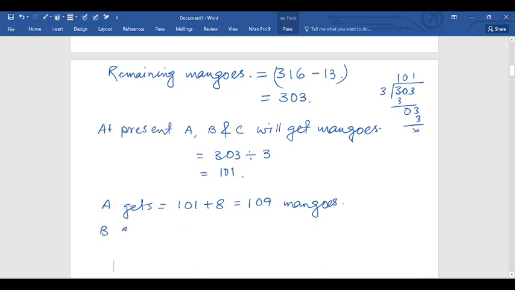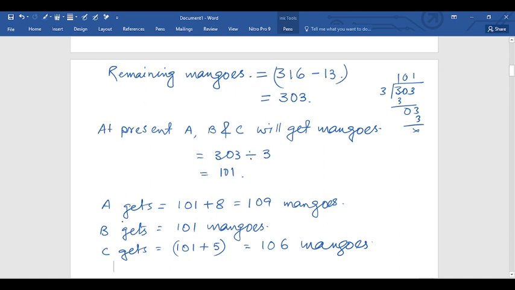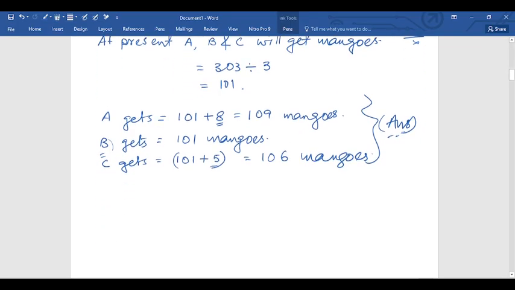and B gets 101 mangoes, C gets 101 plus 5 is equal to 106 mangoes. Okay, now it says A gets 8 more mangoes than B and C gets 5 more mangoes than B, or B gets 5 less mangoes than C. The actual answer is the same as per the question. Okay, so it is a little bit twisted, so be very careful to try to understand.